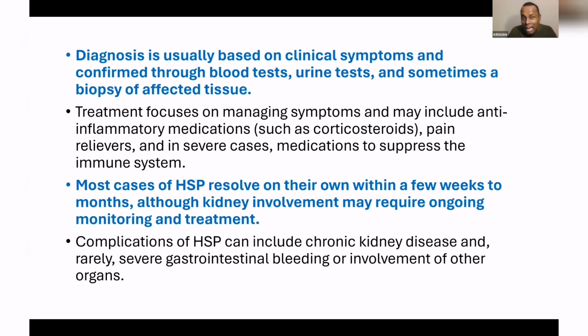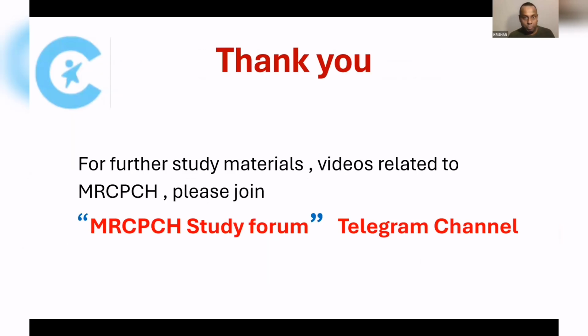Now, diagnosis is largely based on clinical features. However, we can do selective blood tests and urine tests, and sometimes, very rarely, we might go ahead and do a biopsy. Treatment is largely supportive. We might have to give analgesics, proper hydration and nutrition. And then rarely, with the specialist's opinion, we might go ahead and give steroids. Right. So that's basically what we need to know about HSP.